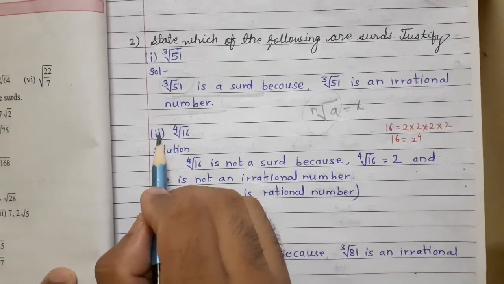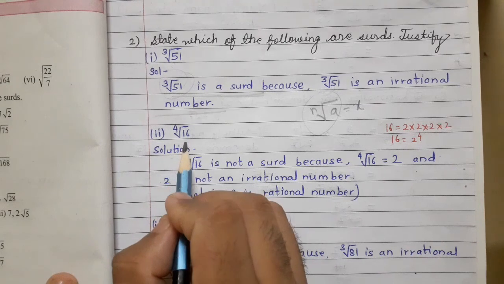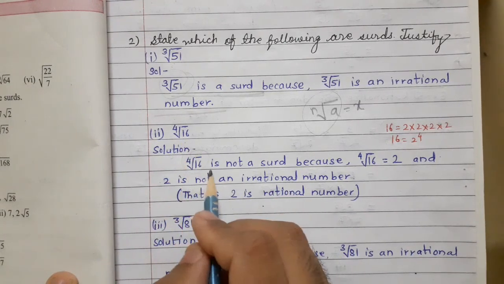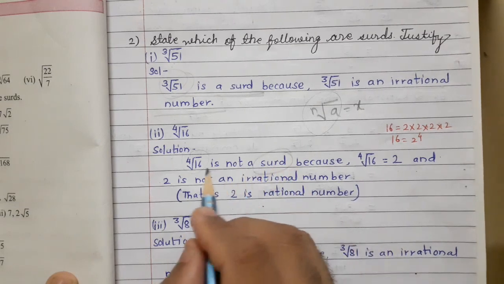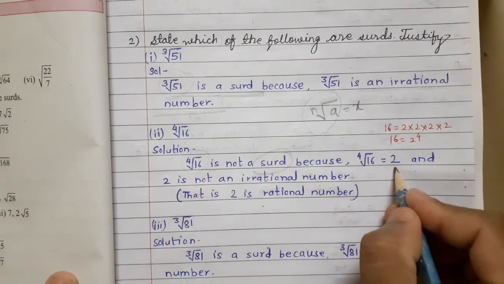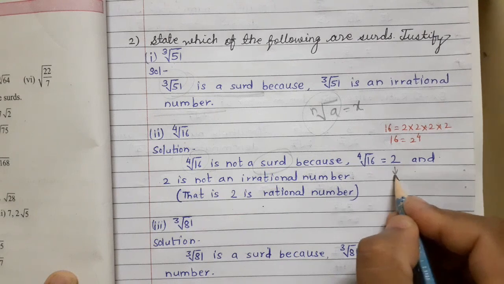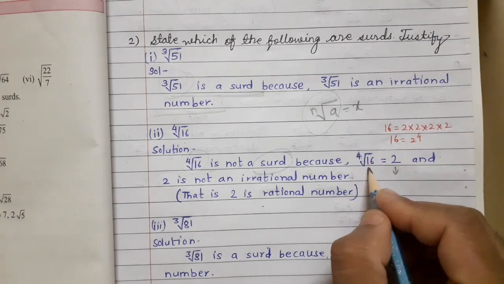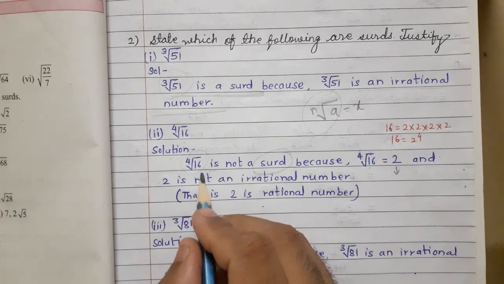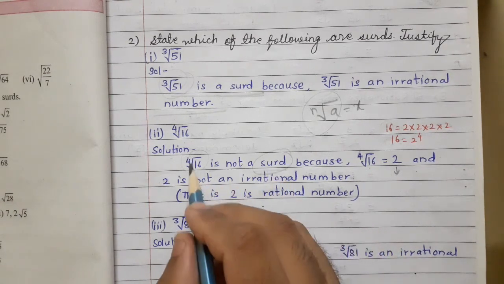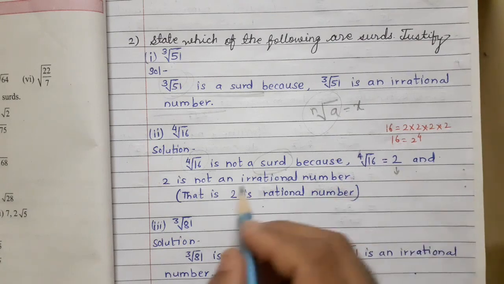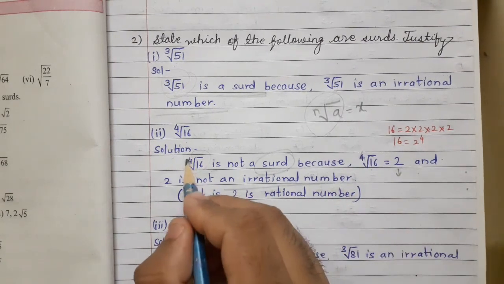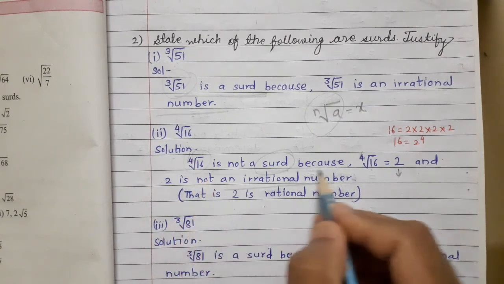Sub question second, fourth root of 16. Here fourth root of 16 is not a surd, because fourth root of 16 is 2, and 2 is a rational number, it is not an irrational number. So the fourth root of 16 is not a surd, because 2 is a rational number. So we can say that fourth root of 16 is not a surd.